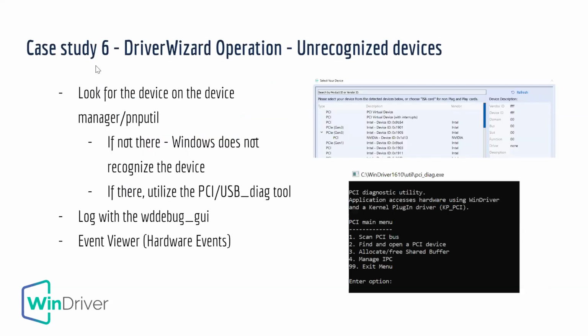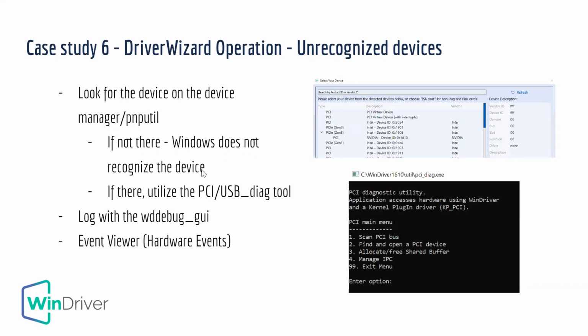So in this case, I wanted to show what happens if our driver wizard is not identifying our device. We open the wizard and start a new project, and then we need to select our device. We need to look for the device on the list, and if it's not there, then we need to look for it in PNP util, in the Device Manager, or in lspci or lsusb on Linux. Now, if it is not there, then the operating system does not recognize the device. And then again, we need to check why.